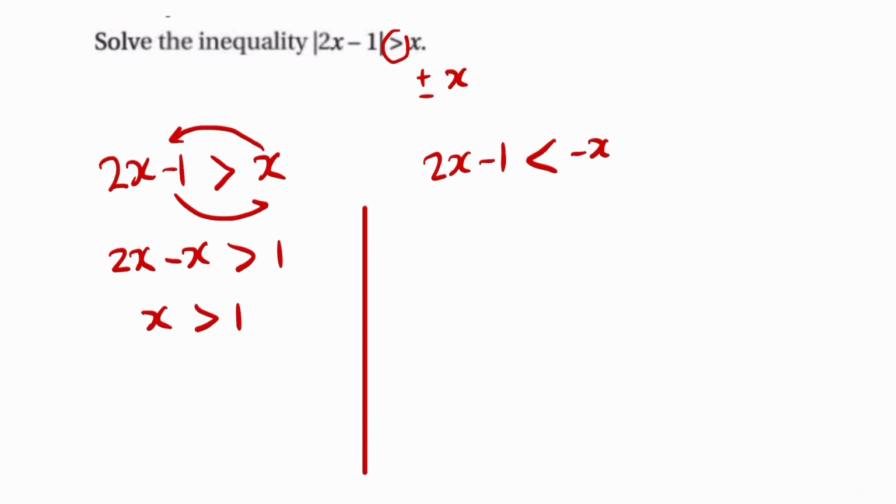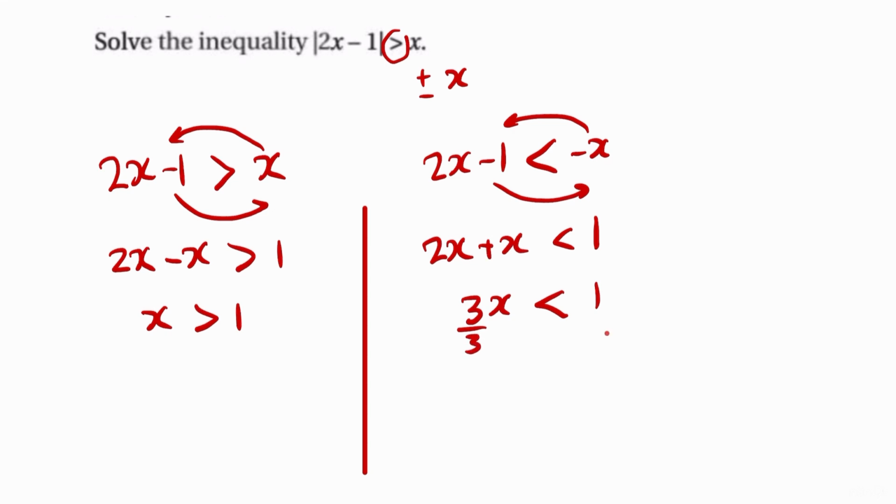So here on the other side, the same idea: transfer negative x to the other side and negative 1 there. So we come up with 2x plus x smaller than 1. If you simplify more, we come up with 3x smaller than 1. And here you divide by 3 on both sides, and don't worry, the 3 is positive, not negative, so no need to swap the sign. So we come up with x smaller than 1 over 3. So this is how to solve an inequality if you have a modulus.